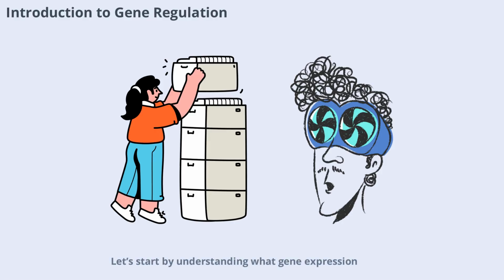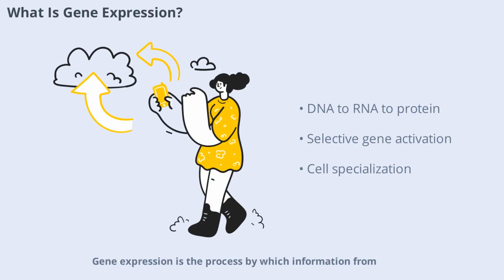Let's start by understanding what gene expression means and why its regulation is so important. Gene expression is the process by which information from a gene is used to synthesize functional products like proteins. It starts with transcription, where DNA is copied into RNA, and continues with translation, where RNA is used to build proteins. Not every gene is expressed in every cell or at every moment. Cells carefully control which genes are active, ensuring the right proteins are made at the right time. This selective expression is fundamental for cell specialization and function.